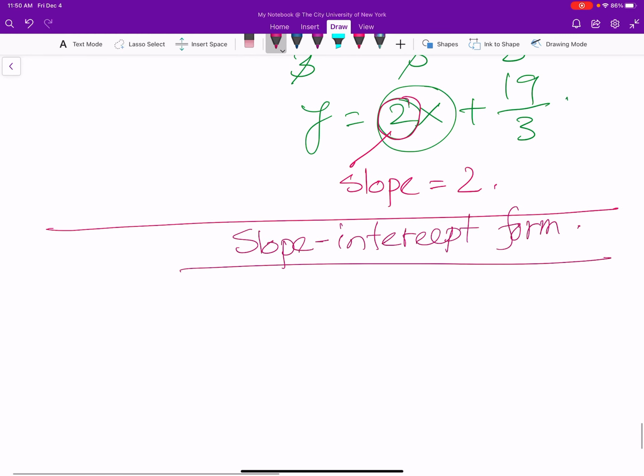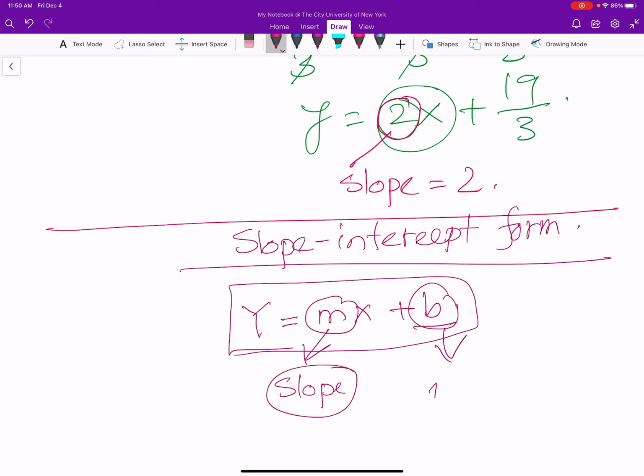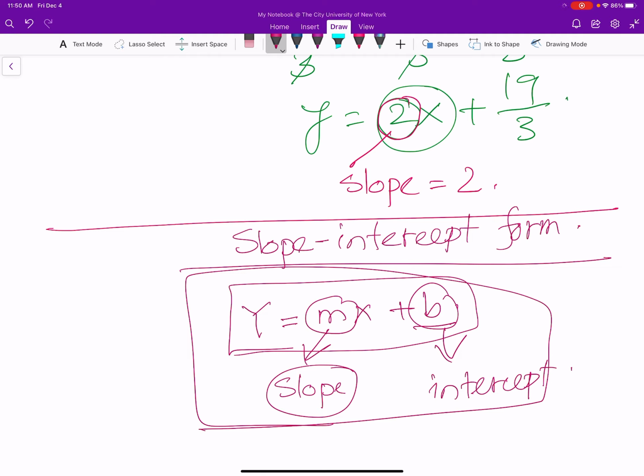A slope intercept form of any equation is this form. If you convert any linear equation into this form, then this value, the coefficient of x, is going to be your slope, and this constant value is going to be your intercept. So once you transform any equation into this form, you get the slope, then compare the slopes. That way we are supposed to do it. Let's go for an example.